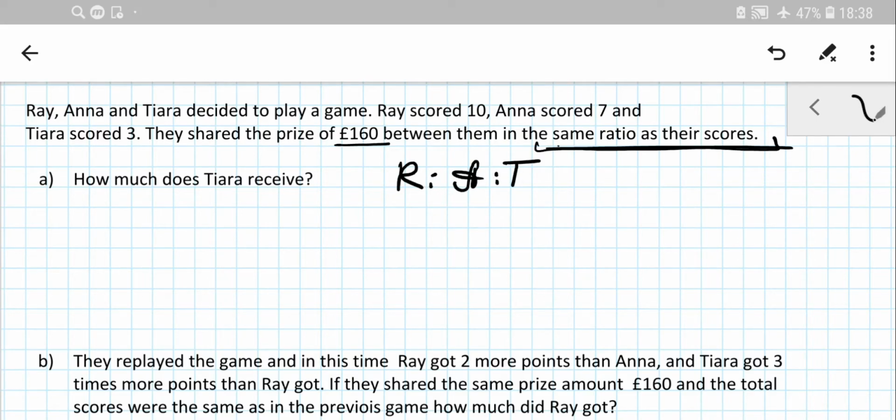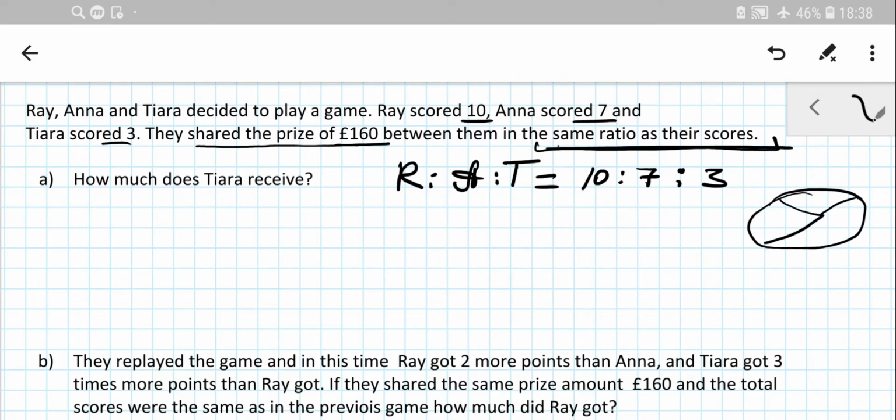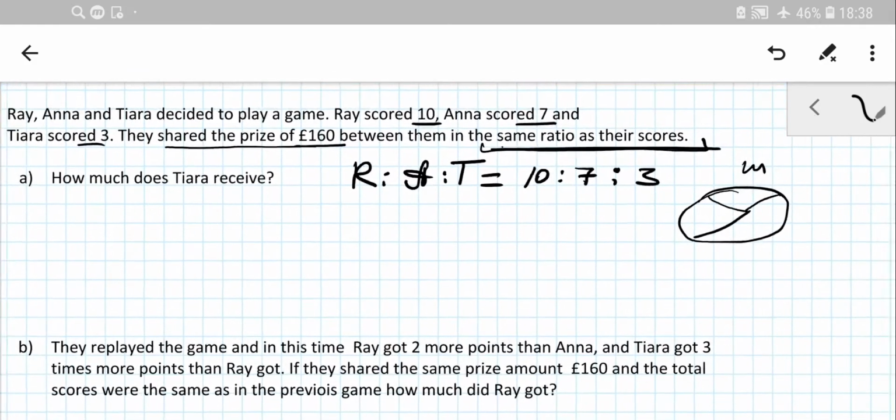So you make the ratio of them: Ray's score to Anna's score to Tiara's score. Ray scored 10, so 10 to 7 for Anna, and 3 for Tiara. That's your scores, and you set up the ratio. They're sharing the prize of 160. Just remember how you divided a pizza pie between persons, but there it was mass; now they're sharing or splitting 160.